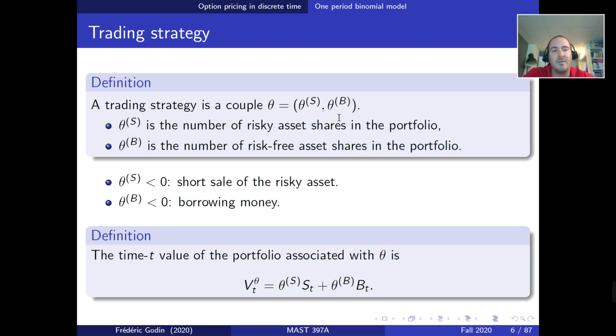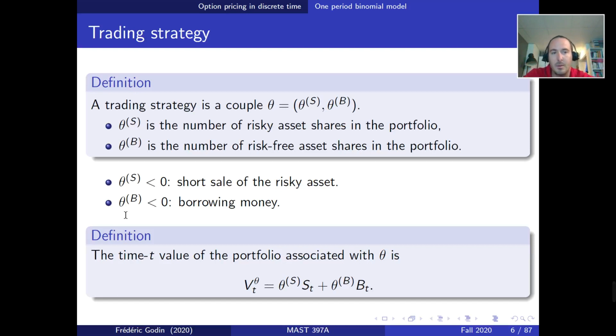So what do negative values mean here? Theta S smaller than zero means that you sell short the risky asset. You hold a negative amount of asset, meaning that you've sold some which you don't own. Whereas theta B being smaller than zero is equivalent to selling short the risk-free asset. But if we think of the risk-free asset as a bank account, it means that you borrow some money. Theta B greater than zero is as if you lent some money, and theta B smaller than zero is as if you borrowed some money. So you owe that money to somebody. Your asset is negative in that case because you're in debt to someone.